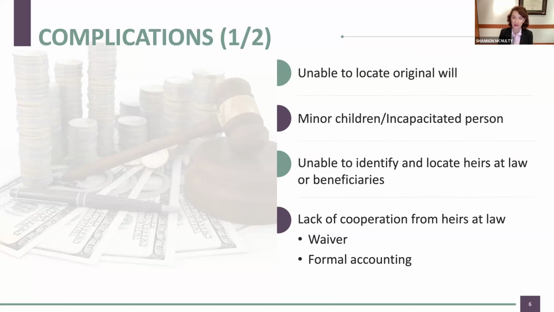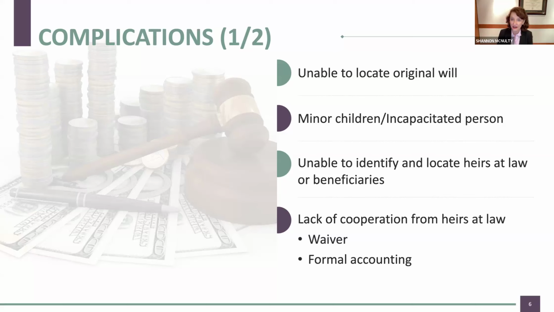There's some downsides to that because things go wrong, but that's one of the reasons why you want to make sure you always have the original will and somebody knows where that will is located. Another complication is if there's minor children or an incapacitated person.